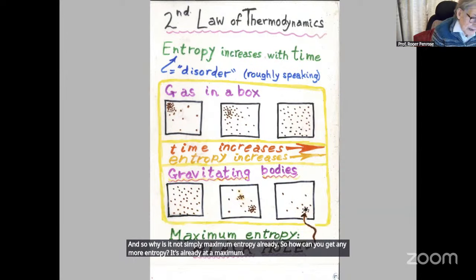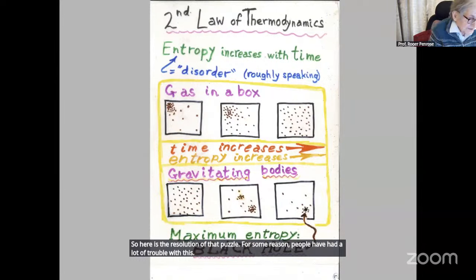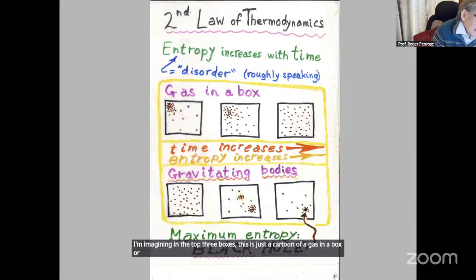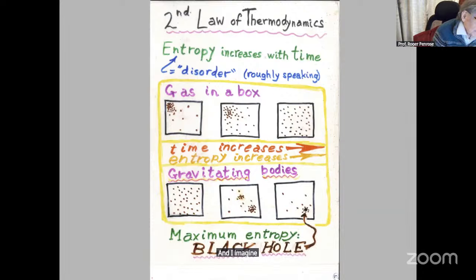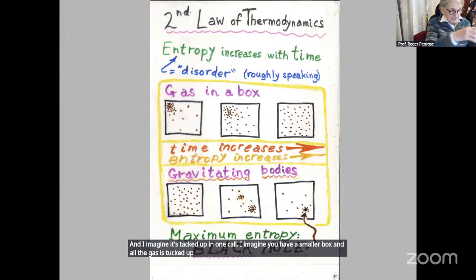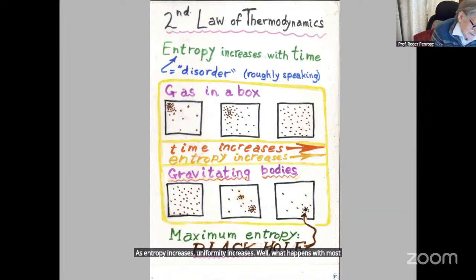So here is the resolution of that puzzle. For some reason, people have a lot of trouble with this. In the top three boxes, this is just a cartoon of a gas in a box or something like that. Imagine you have a smaller box, and all the gas is tucked up in one corner. You open the box, it spreads out. As entropy increases, uniformity increases. Well, that's what happens with most things. That's the sort of general expectation.